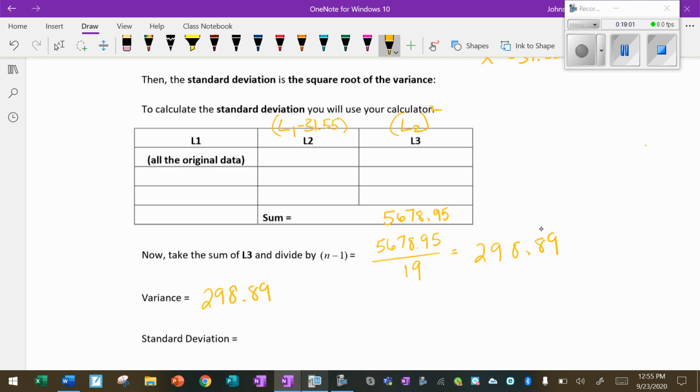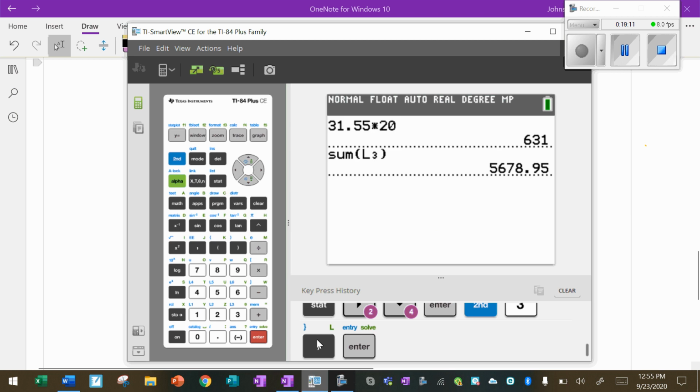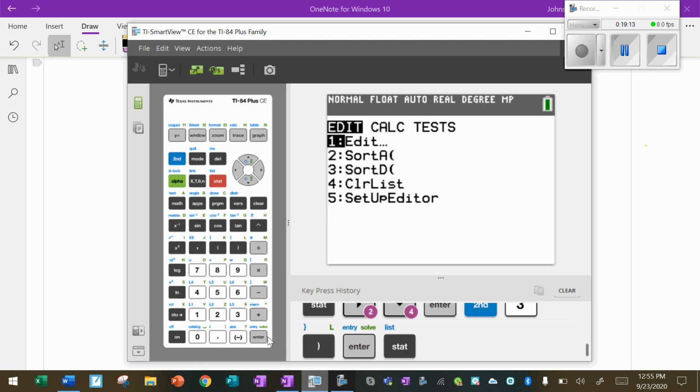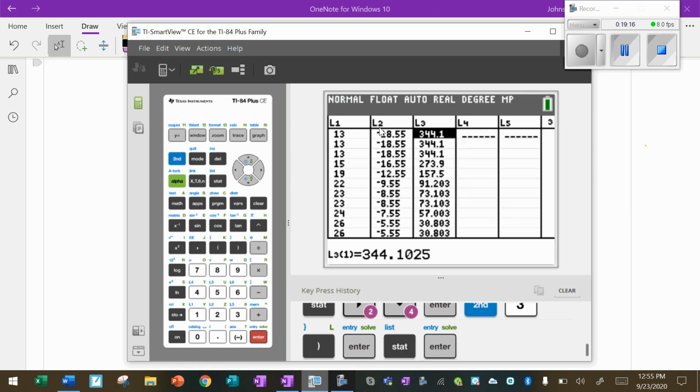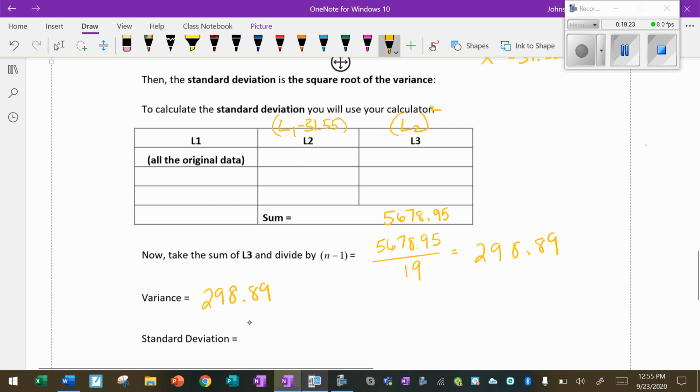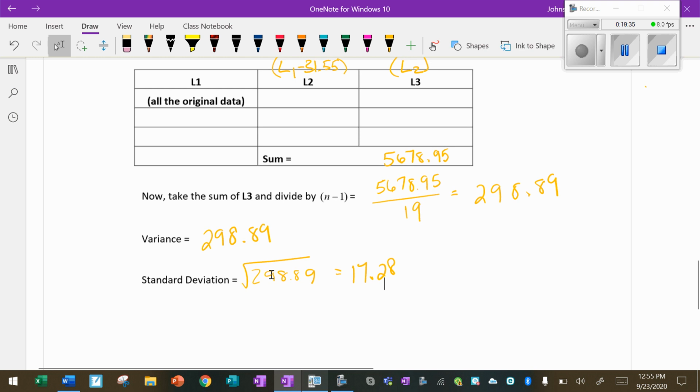And then the last step to get our standard deviation is to take the square root. Well, why are we taking the square root? Because remember, back here in stat edit, to get from column 2 to column 3, we squared everything, so we've got to kind of undo that process. So we take the square root of 298.89, second, square root, second, answer, and your standard deviation is about 17.28. And that's where standard deviation comes from.